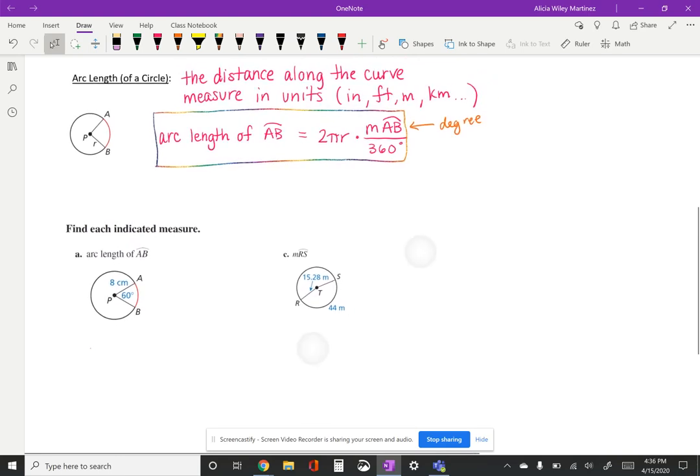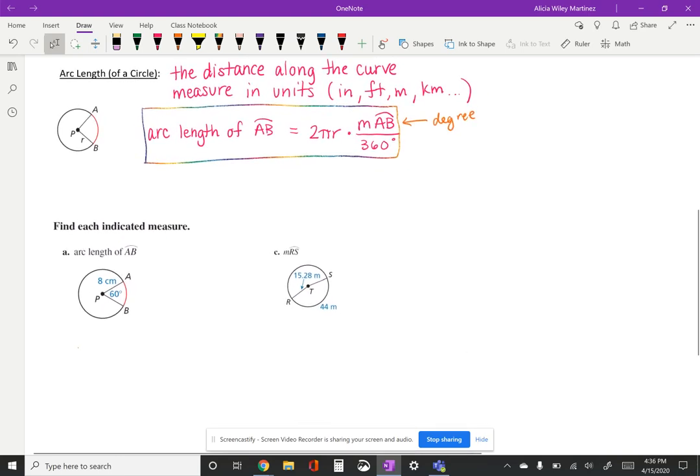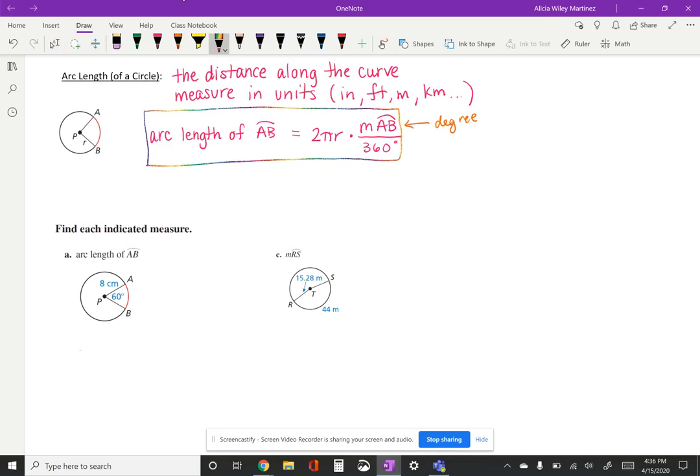Okay, so in example A, they're saying find the indicated measure. So in part A, arc length of AB. Okay, so they're being specific. They want you to find an arc length. So that means our answer is going to be some centimeter value. Okay, so in doing this, I'm going to use my formula. So I have my arc length. Again, if you want to, you could just call that x, as long as you understand what you're trying to find.